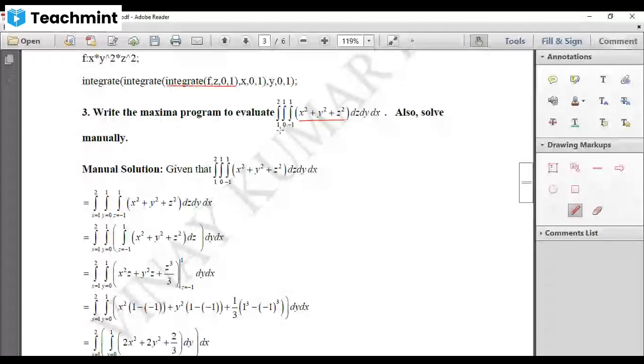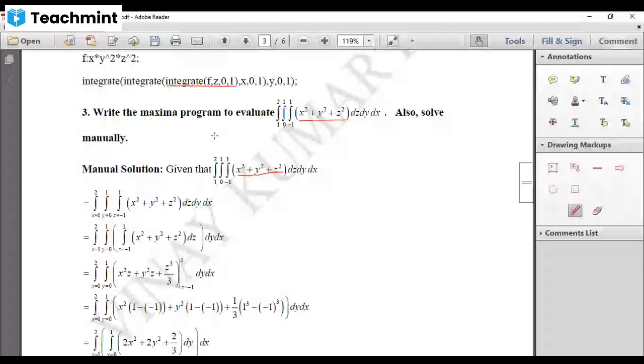Now, the limits are constant. Can we separate this into three different integrals, wherein straight away we can get the answer in one step? Is it possible? No, it is not possible. Why? Because here your function is a sum of these three terms, and it is not possible to write it as a product of terms involving only x, terms involving only y, and terms involving only z.